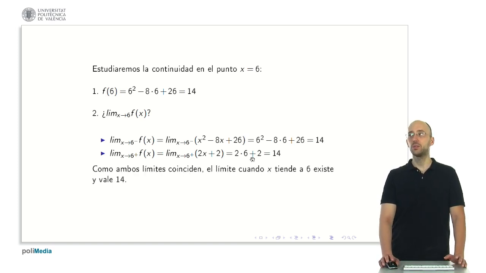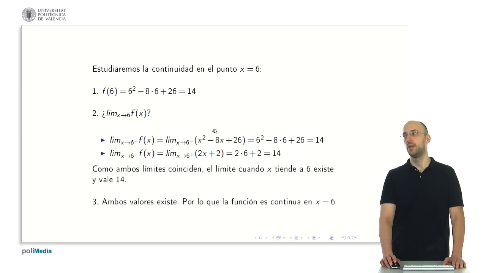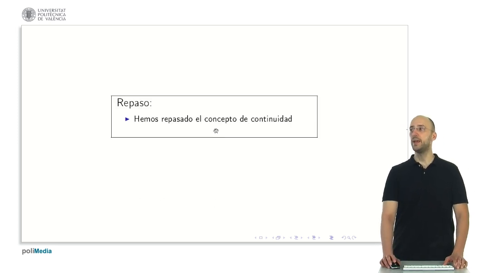The third step is simply to compare that the limit value and the function value in that point coincide. In this case, we have 14, 14, 14, and the function is continuous when x tends to 6, and the height value is 14. What have we seen in this session? We have reviewed the concept of continuity, and we have seen some examples of continuity. I hope this lesson helps us. Thank you very much for your attention.